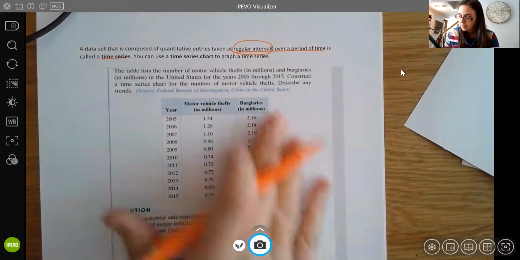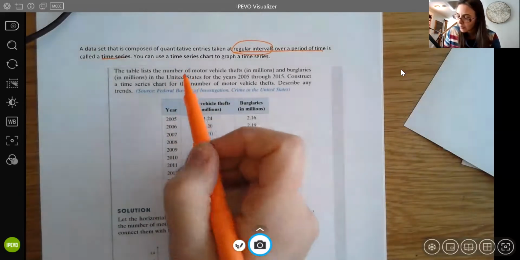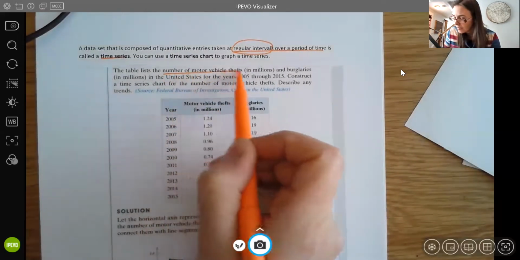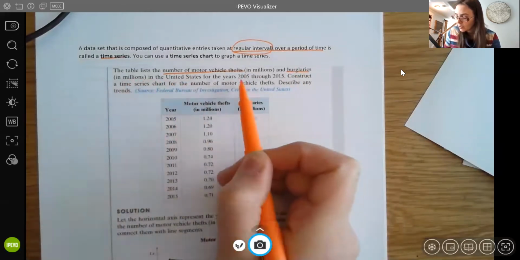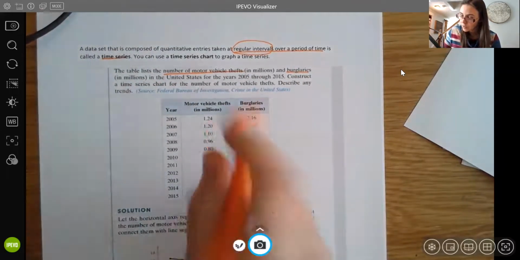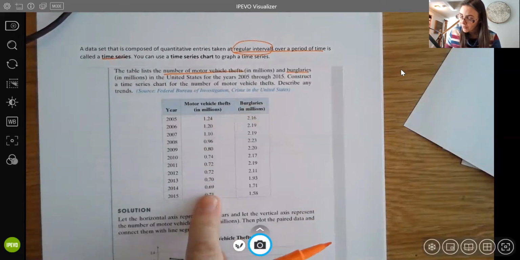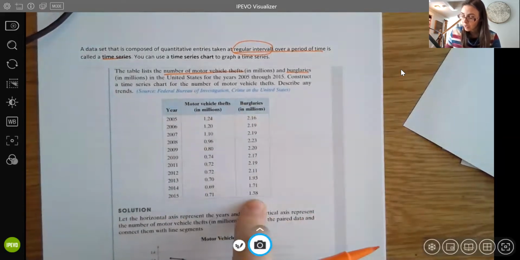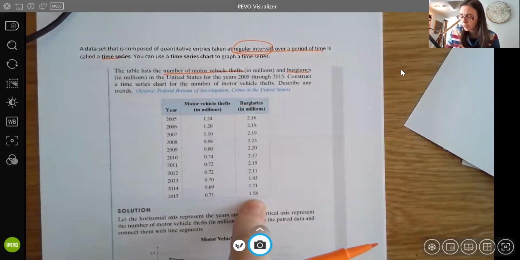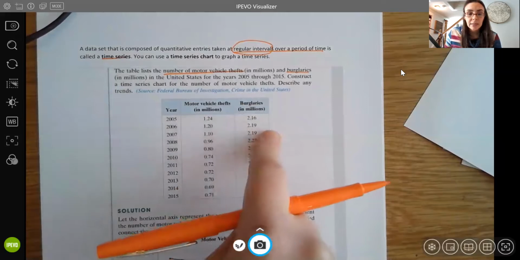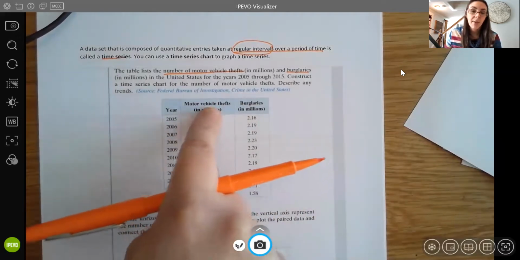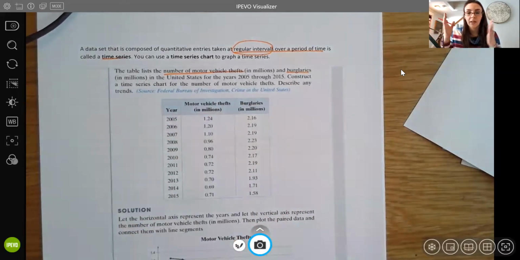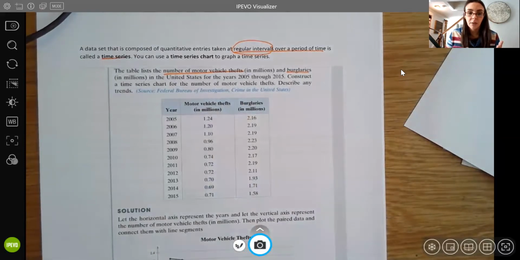So here, this example from your text lists the number of motor vehicle thefts in millions and burglaries in millions in the US for the years 2005 to 15. So these are your motor vehicle thefts, and these are your burglaries, excuse me. And these are in millions. So to find the actual number, you would take this and multiply it by 1 million, and then you can see exactly how many motor vehicle thefts there were, for instance, that year.